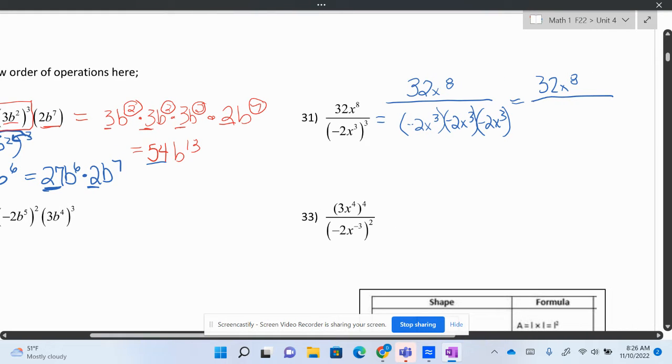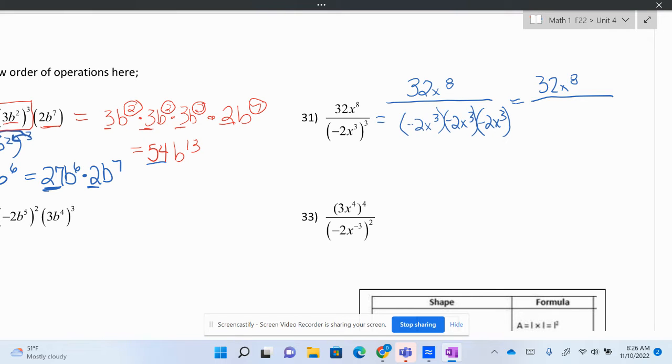But the denominator, let's see, what is negative 2 times negative 2 times negative 2? Well, 2 times 2 times 2 is 8. A negative times a negative is a positive, times another negative is a negative. And the product rule says if the base is the same, you add the exponents. 3 plus 3 plus 3 is x to the 9th. Okay? Well, can we divide 32 and negative 8? We can. So that just becomes negative 4 upstairs with an x to the 8th power and an x to the 9th in the bottom.